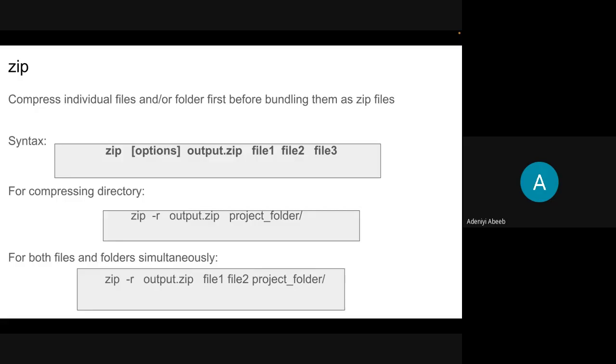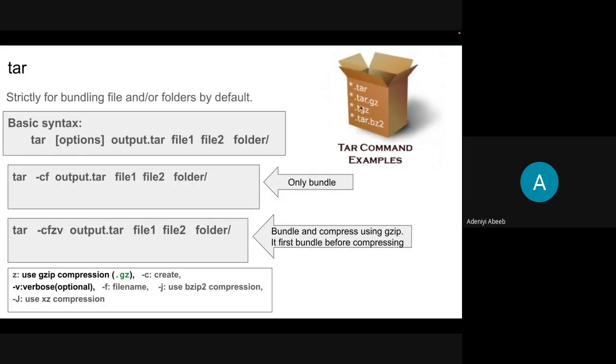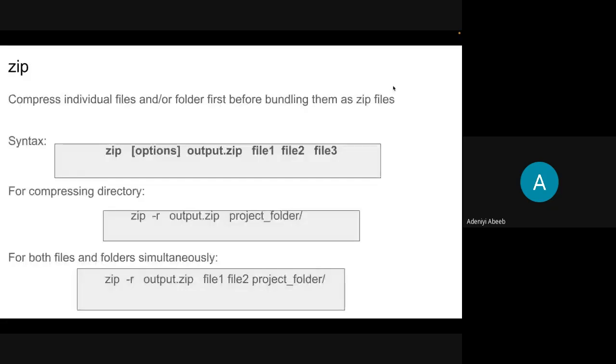But the way it works is that by the time you are trying to zip more than one file and or folder at the same time, it's going to first compress all of them before bundling. So zip does 2 things. It does compression, and it also does bundling. What I mean by bundle is you trying to bundle things together. So it compresses and it also bundles.